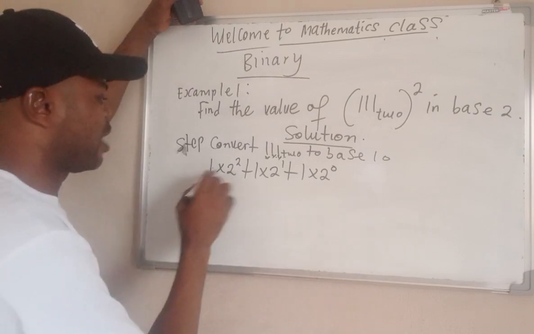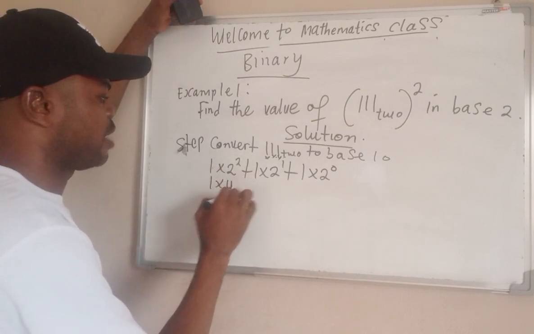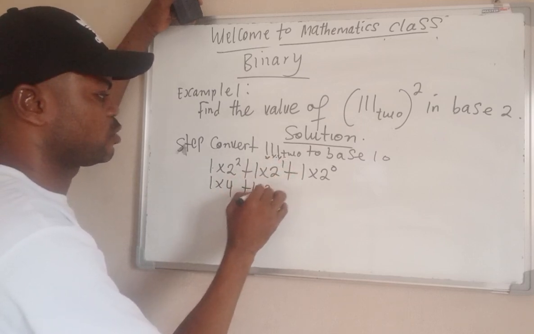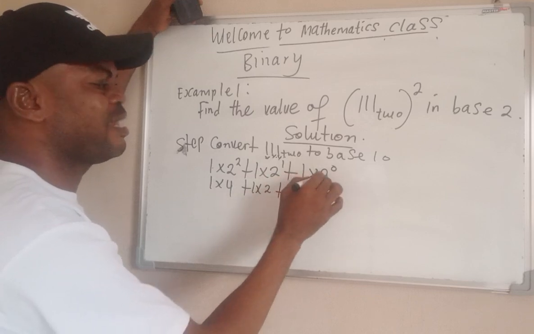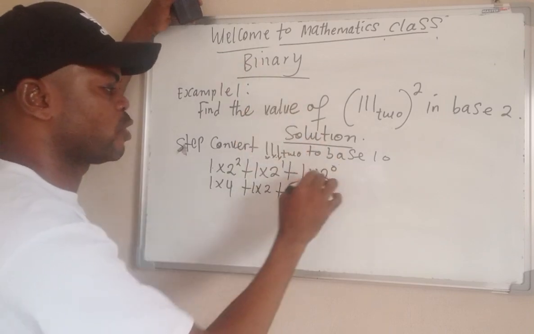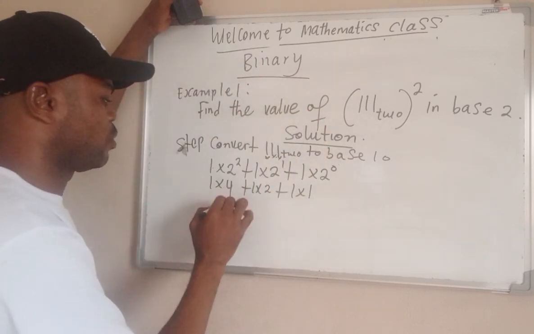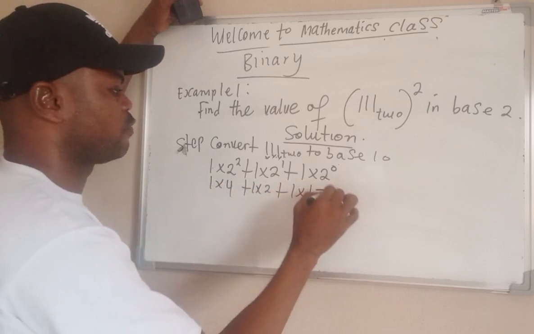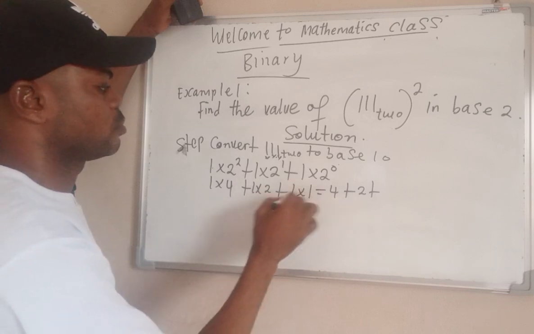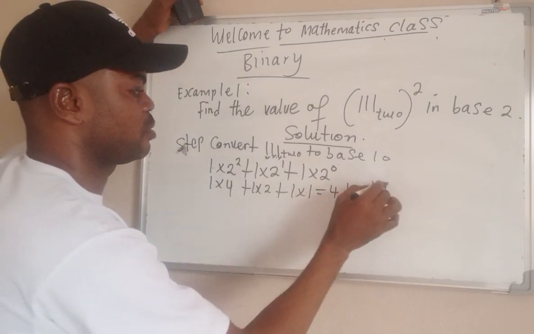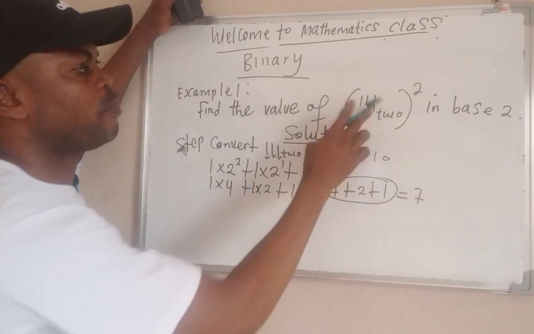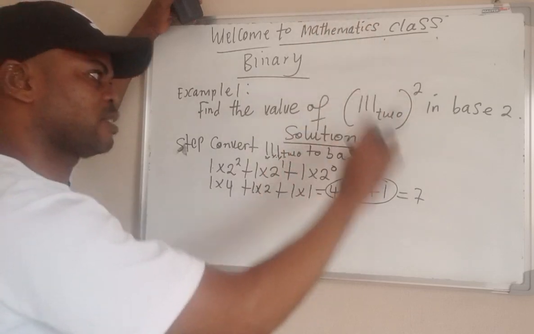You already know. So what happens? 2 raised to power 2 is 4, so write it 4. 2 raised to power 1 is 2, and 1 times anything raised to power 0 is 1. Anything raised to power 0 is 1, so 2 raised to power 0 is 1. So what do we do? 1 times 4 is 4, plus 1 times 2 is 2, plus 1 times 1 is 1. When we add everything here, we get 7. It implies that the whole of this, when converted to base 10, is 7.